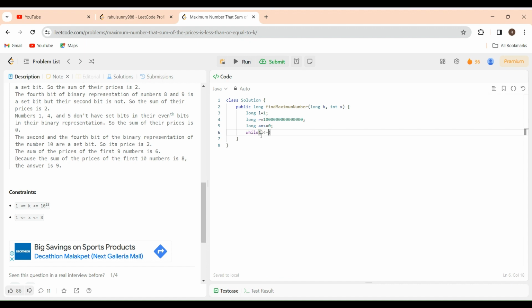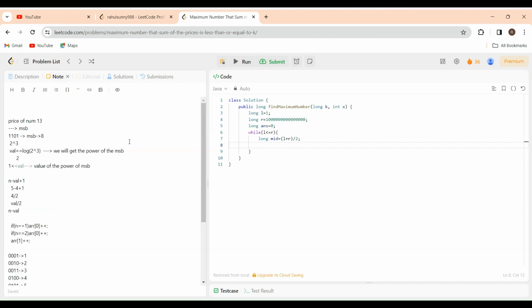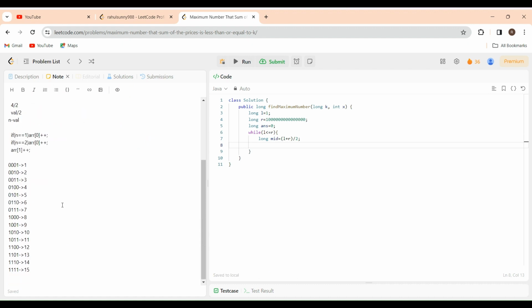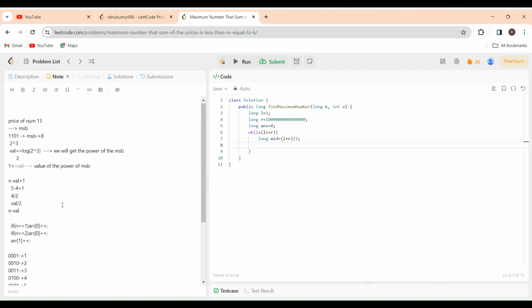While L is less than or equal to R, we have to calculate mid here, same as in binary search. L plus R by 2. Okay, we have considered the mid here, and for calculating the set bit sum, we need to have an array here. Okay, we will be considering an array here. I will be storing it globally.